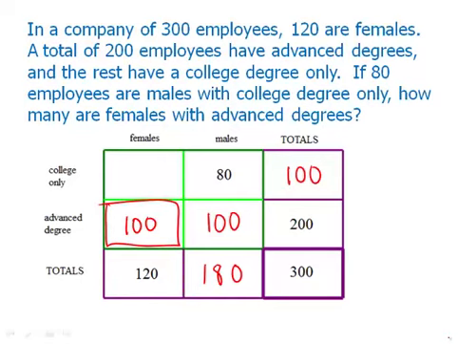Let's just check and make sure that this works. We look down the female column, blank plus 100 should equal 120, so that would mean that this equals 20. Then we add across that top row, 20 plus 80 equals 100. Everything checks. And so, indeed, there are 100 females with advanced degrees in this company.